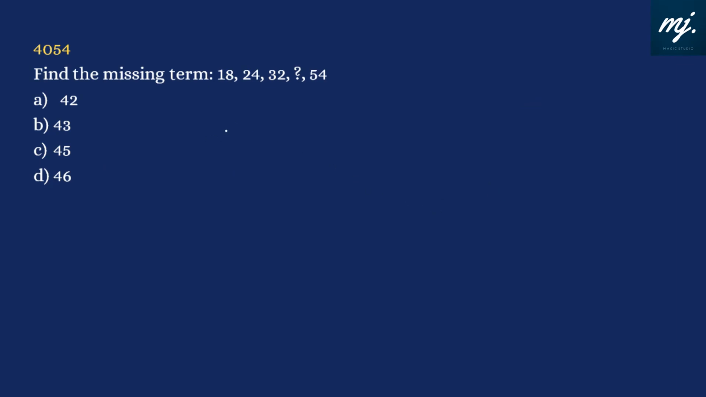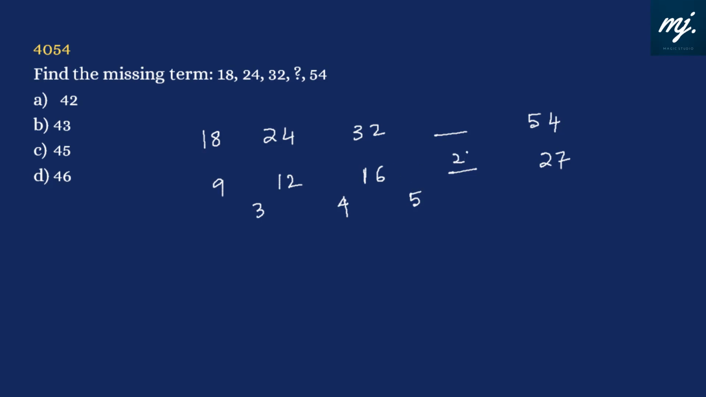Again, we are supposed to find the missing term. 18, 24, 32, something and 54. It looks like it's divisible by some. Obviously, it's divisible by 2. That is 9, 12, then 16, something and 27. 9, this gap is of 3. This gap is of 4. If I look for the gap of 5, it would be 21. And then gap of 6 will give me 27. Bingo. So the number missing is 42. That is in option A.